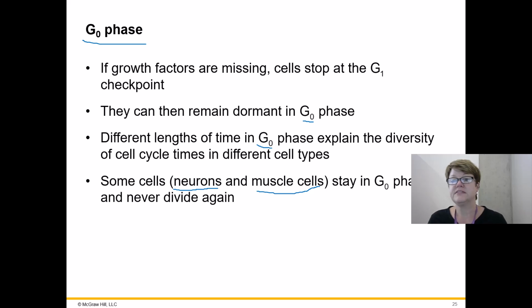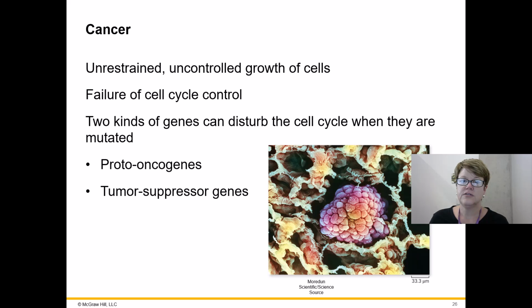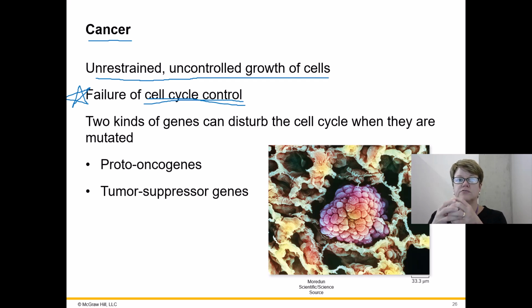So it depends on the type of cell, honestly. But in G0, a cell is living, it's fine, it's just not dividing. So let's think about cancer. Cancer is fundamentally a failure of cell cycle control. And if the cell is not able to control its cell cycle, then it results in unrestrained, uncontrolled cell division. So you start with one cell and it starts to lose control.